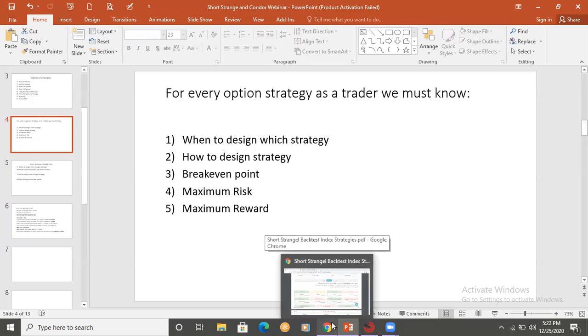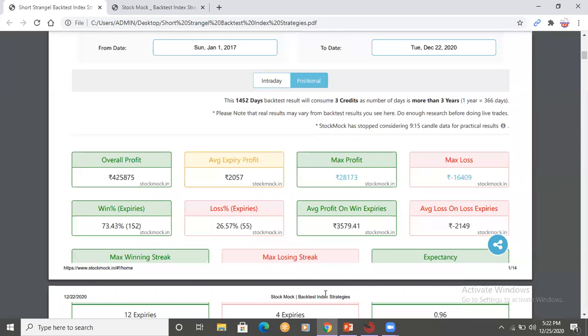Now, when you implement this strategy every week in the live market, you can achieve this much result. As you can see, this is the backtesting report. So overall profit, once again, you can see 4,25,875. This is the total profit delivered by this setup in the last 4 years. When I take the live session, I will discuss in depth when to design this strategy, whether we should design it on Friday, Monday, Tuesday, or Wednesday.